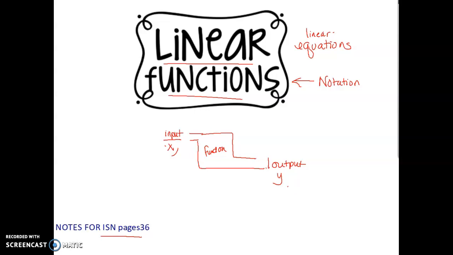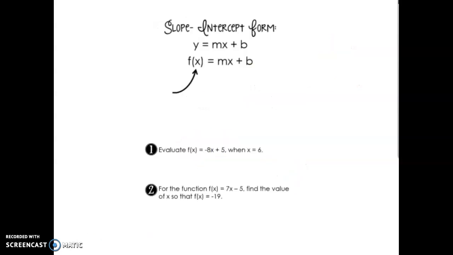So let's look and talk about linear equations. What we've been doing is the slope-intercept form of a line where m is the slope, the steepness. We defined it as the rise over the run. And the b is the y-intercept, where it crosses the y-axis. So when x is 0, you're looking for that b. This is the new notation. It's read as f of x, and it just represents y.